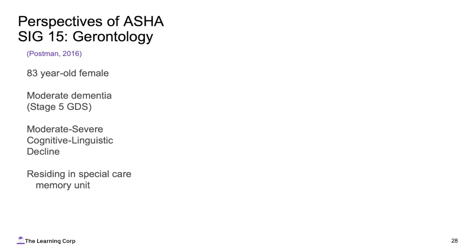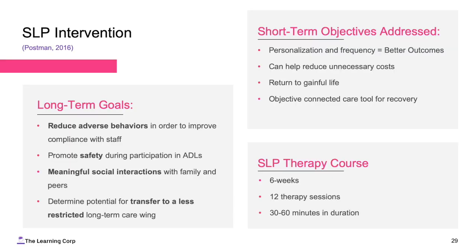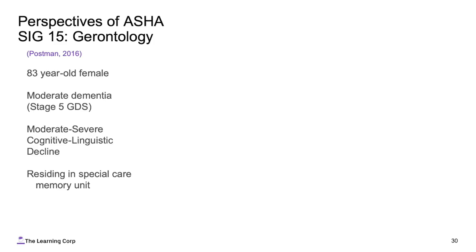Now let's look at a different patient profile. This is an 83-year-old female. She has moderate dementia and moderate severe cognitive linguistic decline, and she was residing in a special care memory unit. Here are some examples of her long-term goals, short-term objectives, and the SLP therapy course. And so Constant Therapy was an integral part of this person's speech therapy program. Let's take a look at some of the exercises that were used in her treatment.